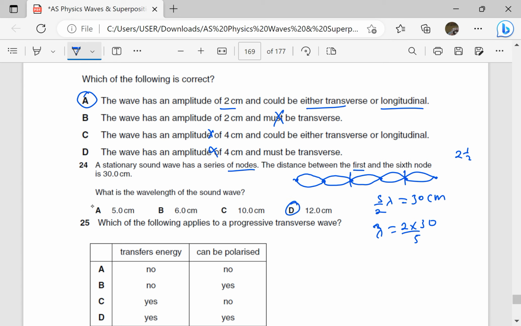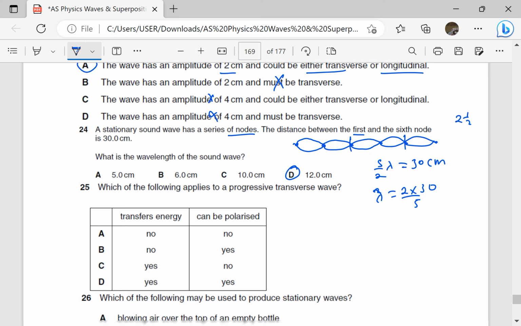I think that is 12. 2 times 30 divided by 5, that is 6 times 2, which is 12 centimeters.